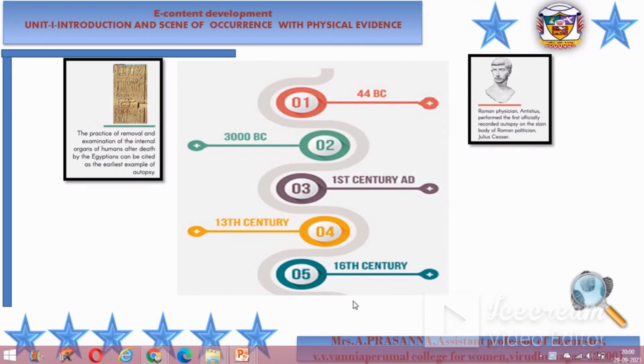Interestingly, the first officially recorded autopsy was performed way back in 44 BC. This was when a Roman physician, Antistius, examined the slain body of Roman politician and general Julius Caesar. The autopsy revealed that, though stabbed 23 times, his death actually resulted from one wound through his chest.